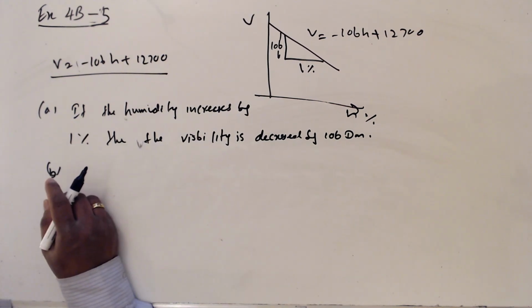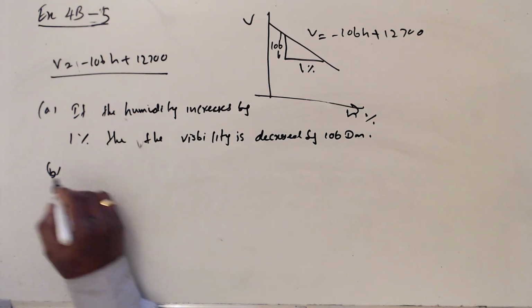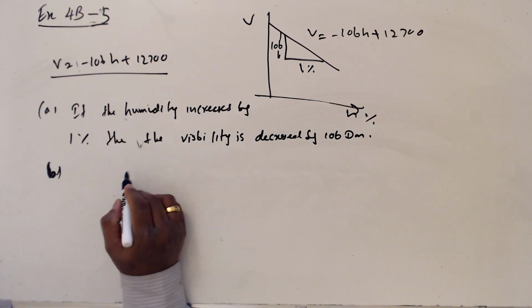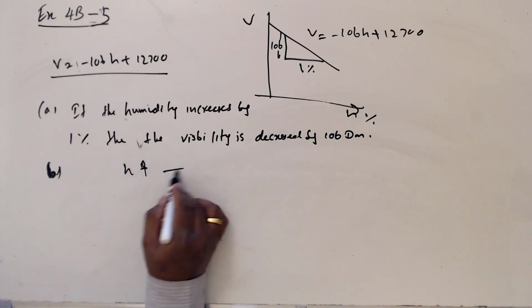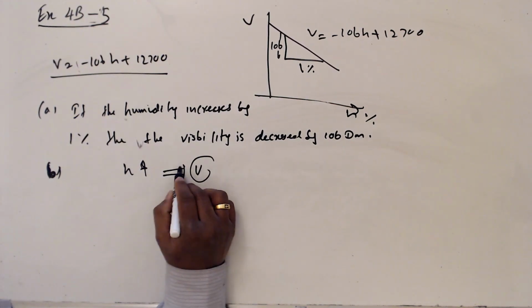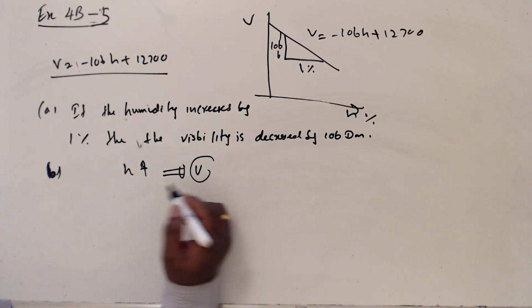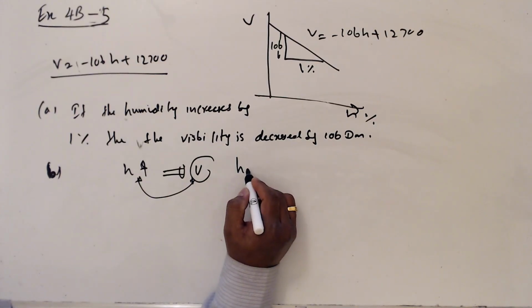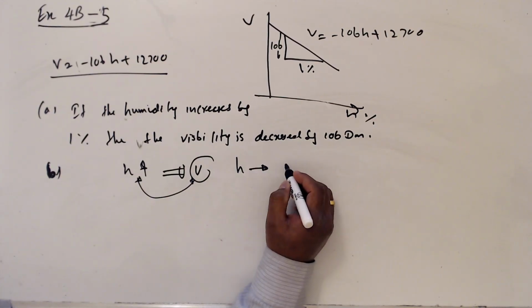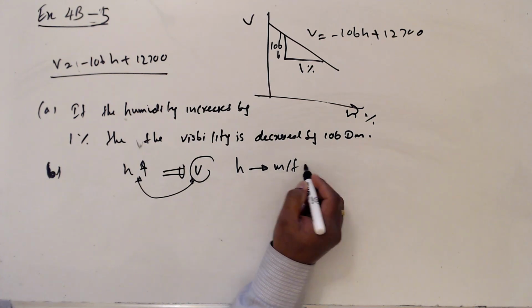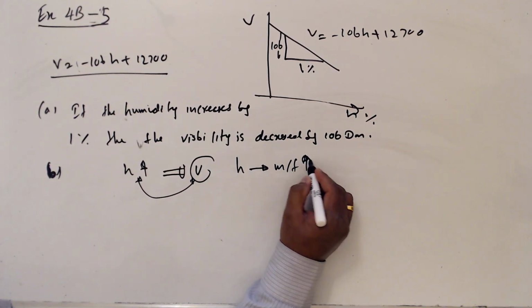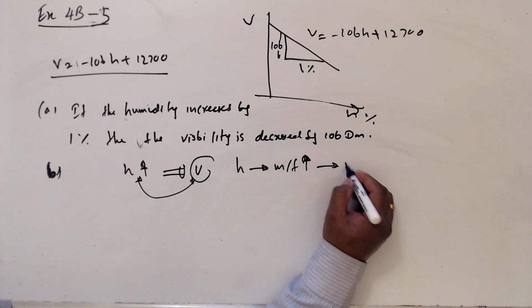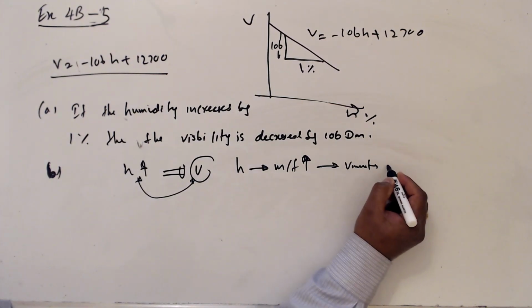Part B question is about the causal relationship between humidity and visibility. So we know that an increase in humidity does not directly affect visibility, because humidity does not directly determine visibility. What happens is that because of humidity, the misty or foggy condition increases. So because of that, the visibility is decreasing.